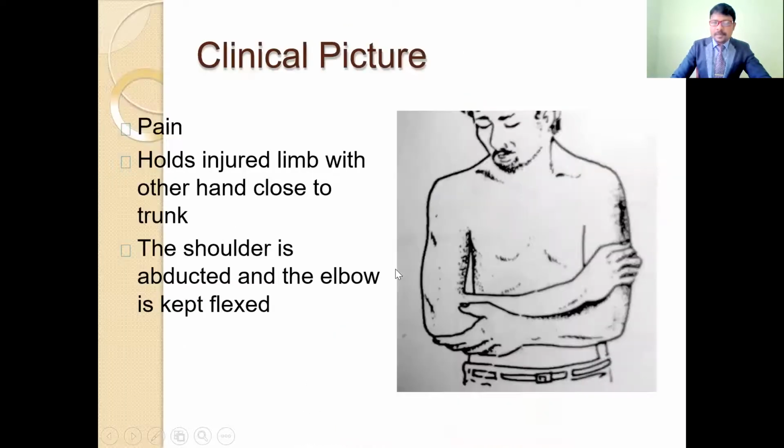Now if you see the clinical picture, what are the symptoms and signs of shoulder dislocations? If anybody gets an injury, the first and foremost important symptom is pain. Especially in shoulder dislocation, because of the overstretching of the capsule, it may give severe pain. The next symptom is that the patient holds the injured limb with the other hand close to the trunk.